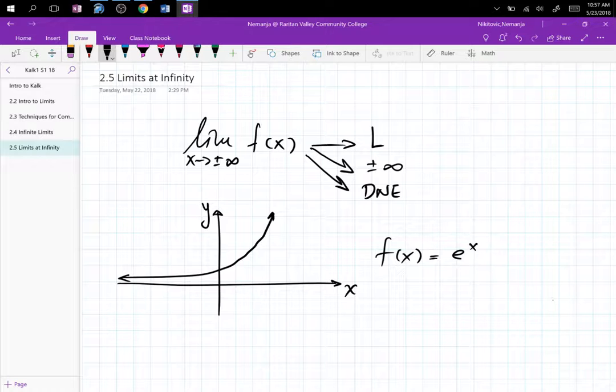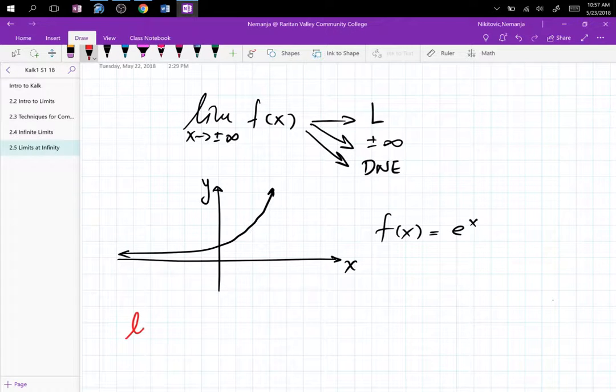Observe what's happening as the limit as x goes to negative infinity of e to the x. What is happening to the y value as x goes to negative infinity? Yes, it approaches 0. Very good.